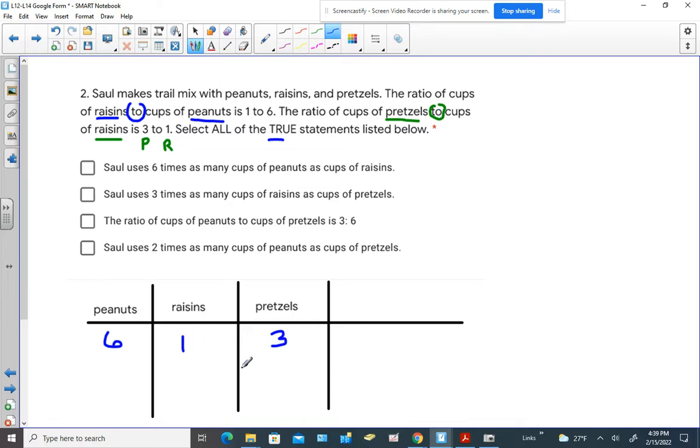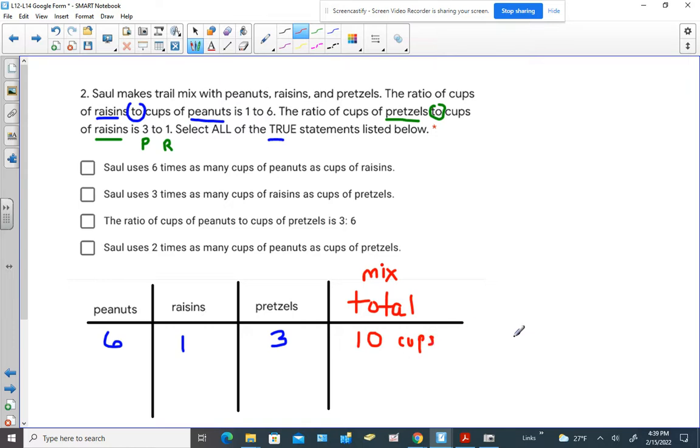All right, so now it's probably a good idea to figure out what's the total that we have in terms of cups, total cups of mix. So we'll call this mix total. And how do we get that number? We add these numbers together. So we have 6 plus 1 is 7, plus this would make what? So add it up, we get 10. 10 cups of mix.